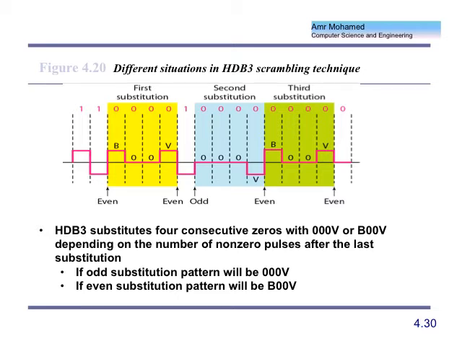So how many changes did I have since the last substitution? Remember, since the last substitution. In that case, it's 1. 1 is odd. Then I'm going to have the other substitution. For the case of odd, I'm going to replace this with 000V. V stands for violation. So again, 000, and then V, which is the same level as the 1.